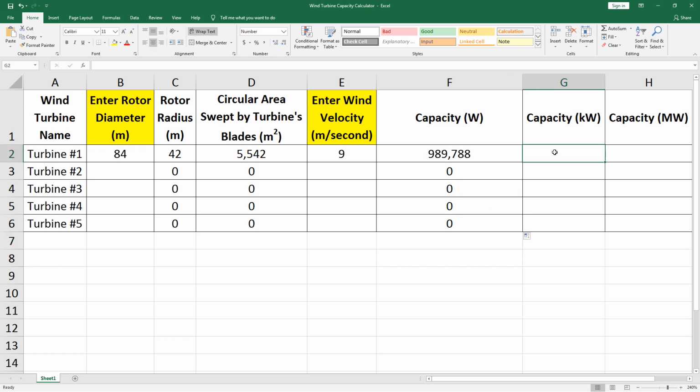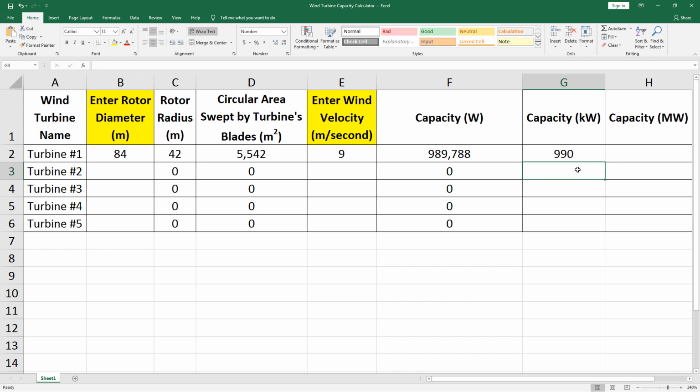In cell G2, type an equal sign, then click on cell F2, then type a /, then type 1000, and then hit the Enter button on your keyboard. Notice that Excel calculates the answer to the formula, and also notice that Excel's formula bar displays the formula.